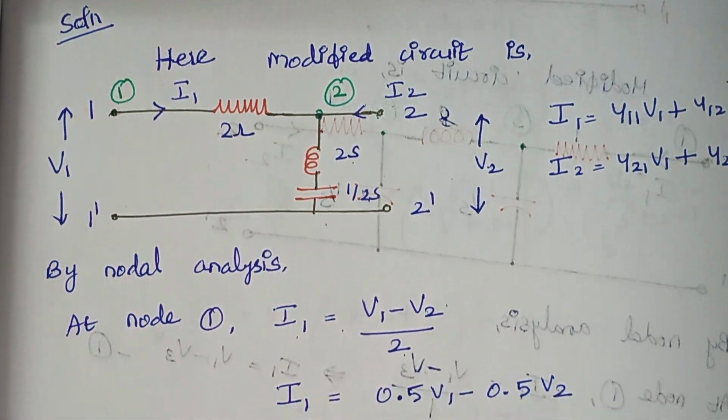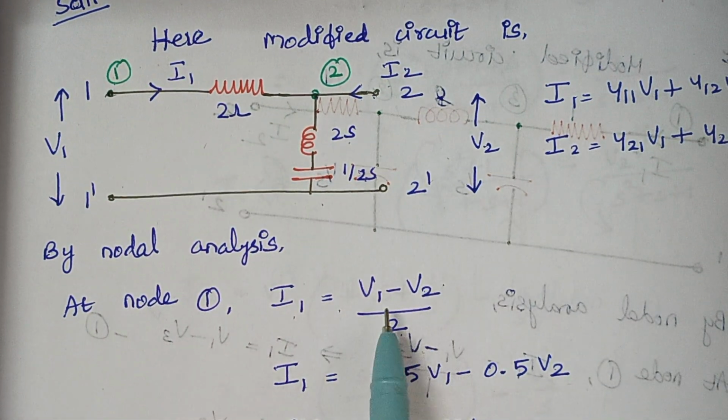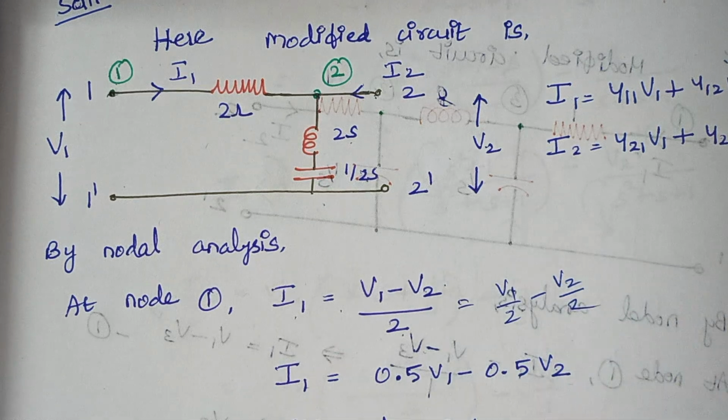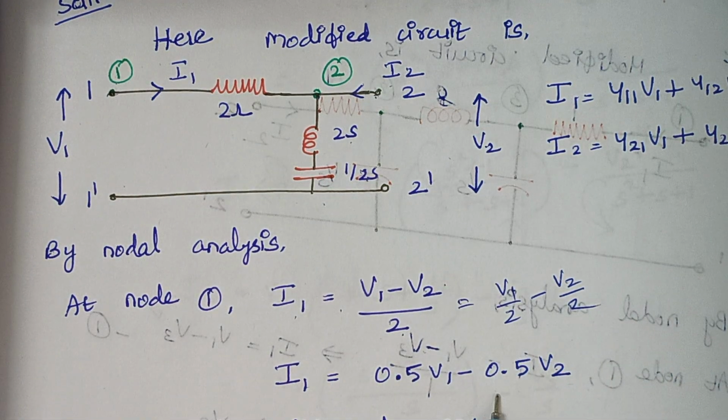So when you solve, I1 is given by V1 by 2, that is 0.5 V1. You can split and write V1 by 2 minus V2 by 2. So 0.5 V1 minus 0.5 V2. So this is your equation. This is your one equation.